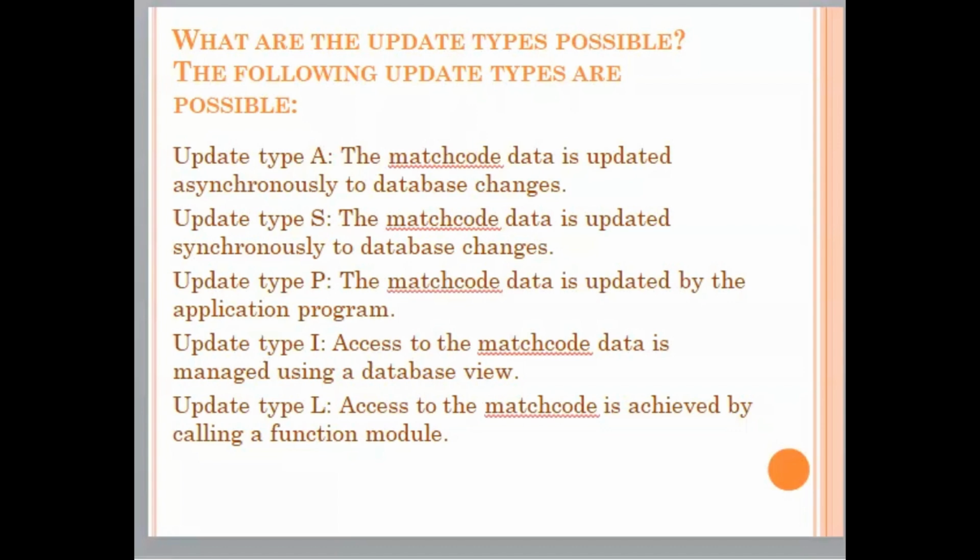Update type P. The match code data is updated by the application program. Update type I. Access to the match code data is managed using database views. Update type L. Access to the match code is achieved by calling a function module.